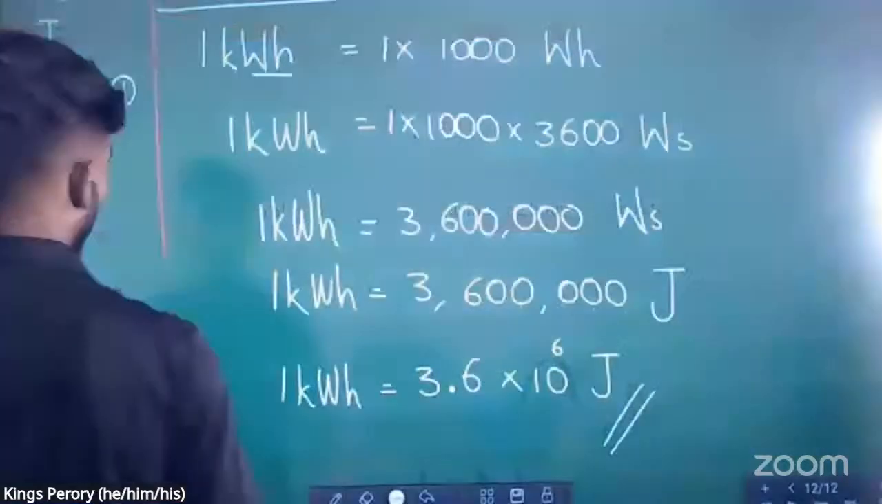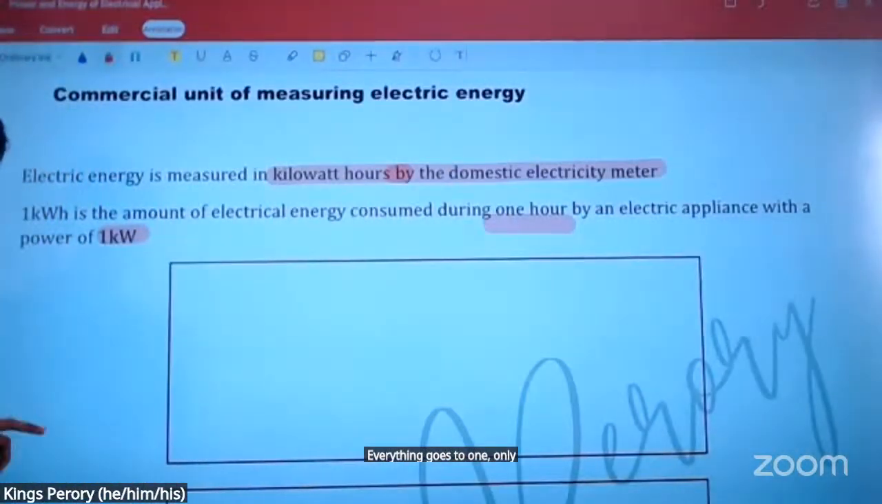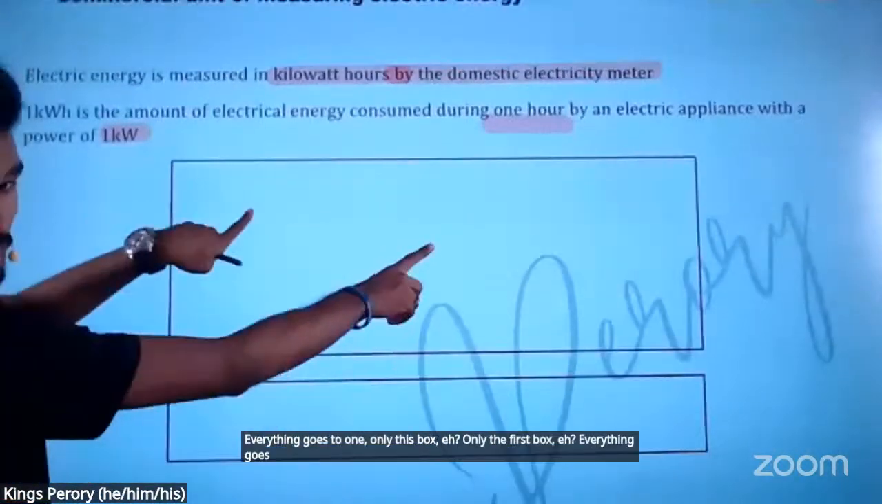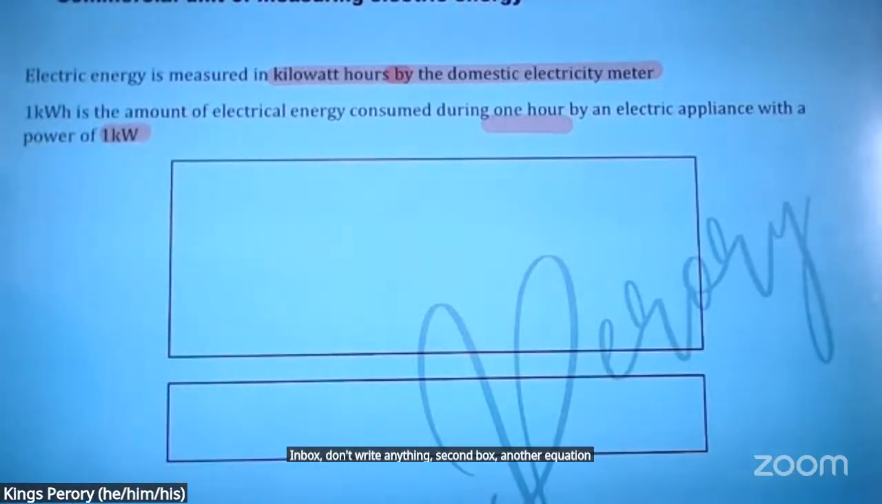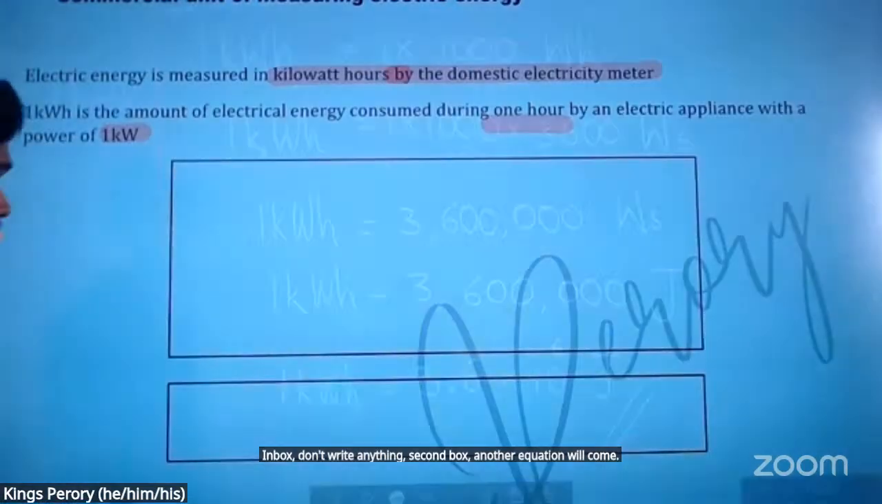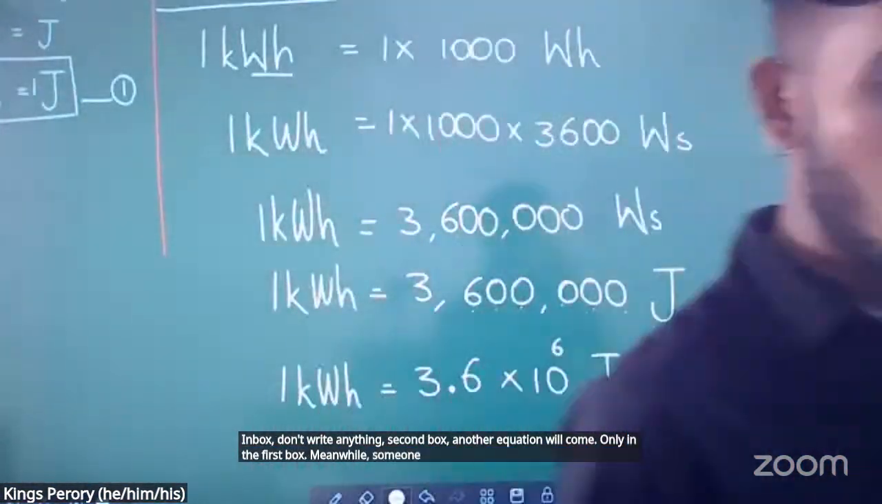Everything goes into only this first box. Everything goes to this second box. Don't write anything in the second box yet, another equation will come. Only in the first box. Meanwhile, someone asked me a doubt while I was talking.